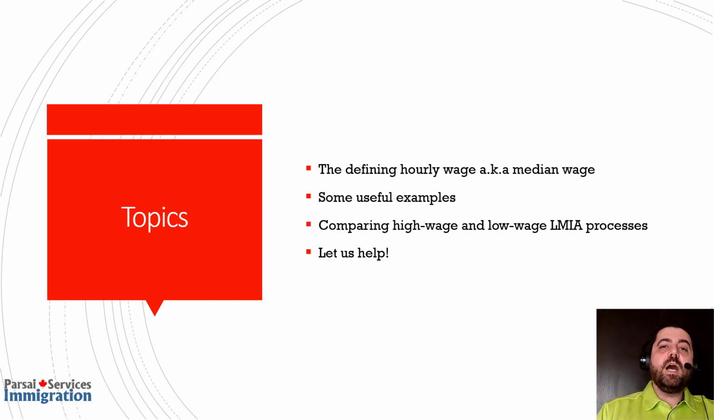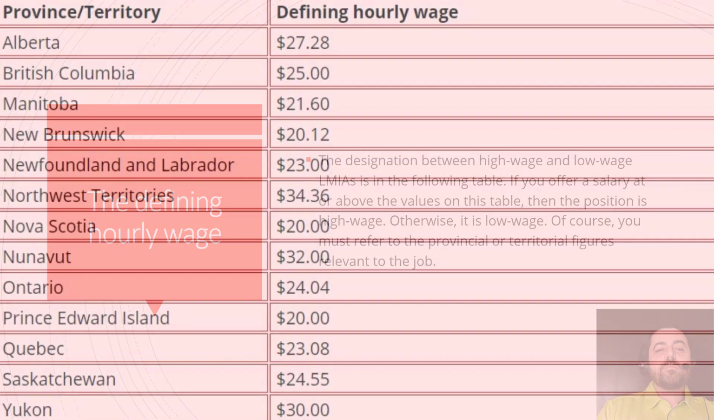In this video, I will cover four major topics. The first one is defining hourly wage, which we also know as provincial or territorial median wage. Then we will talk about some useful examples to completely understand the difference between high wage and low wage LMIAs. Then we have some tables to compare high wage and low wage LMIA processes. And at the end of the day, if you want us to help you, I will tell you how you can get in touch with us.